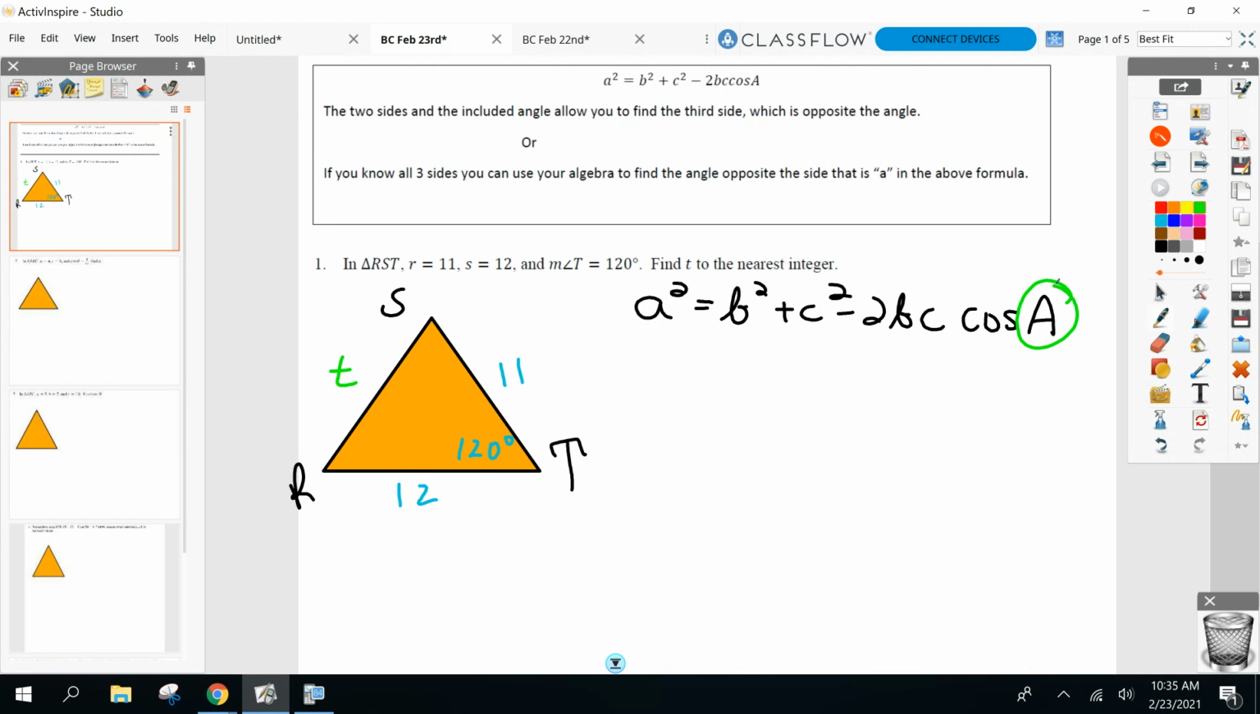You will always be given at least one angle in the problem. So angle A is the given angle. Whatever angle is given in the problem, that's what I'm going to plug in for A. Now, let me go to A squared here, the left side of the formula. That's the side across from my angle. Here's capital A, which is angle A. Here's lowercase a, which is the side across. So this is going to be the side across from the given angle.